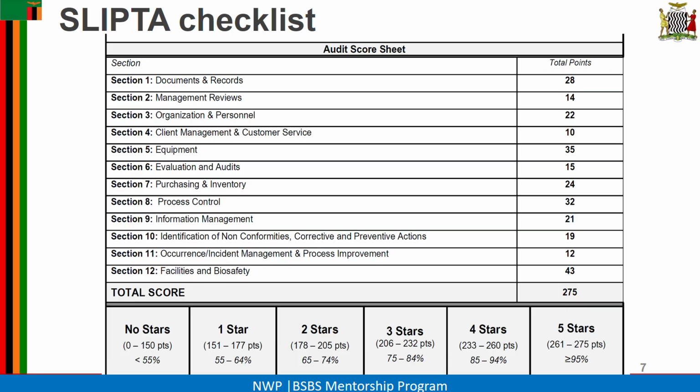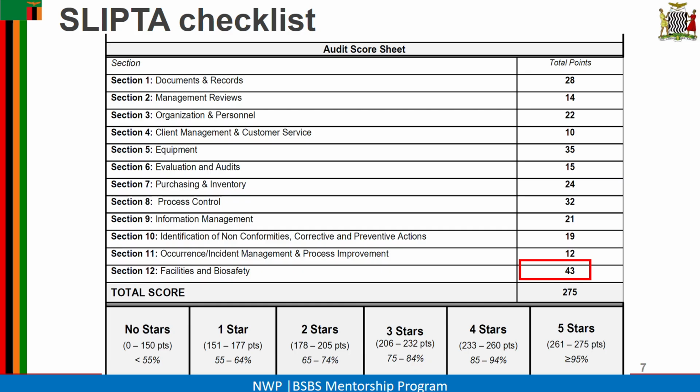So we're talking about quality management system when you're using this checklist. Under this checklist, the checklist has 12 sections, but one of the sections mostly focuses on biosafety, as well as the facilities that are contributing to you working in a safe environment. So section 12 is the facilities and biosafety section. It has a total of 43 points that you can get. So that is the highest scoring section in all the checklist.